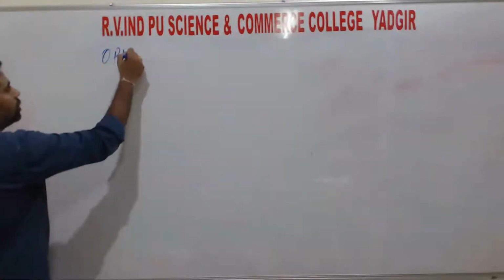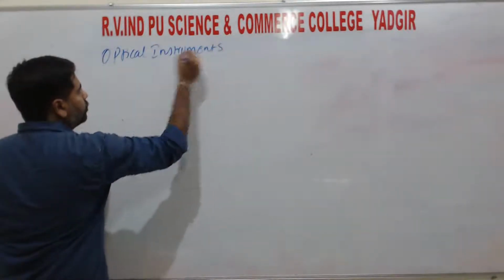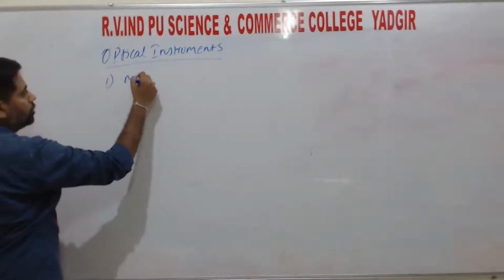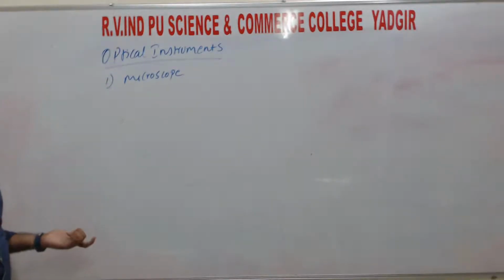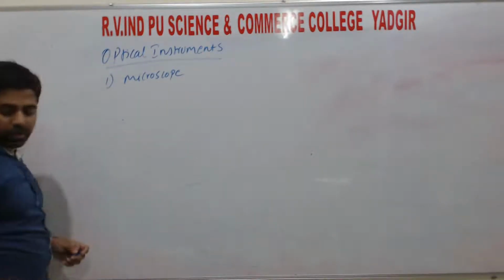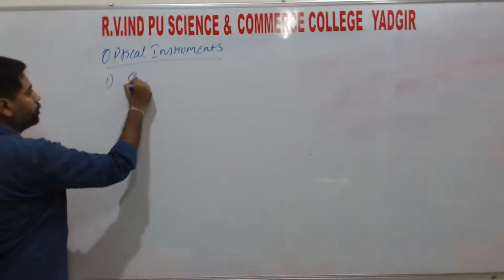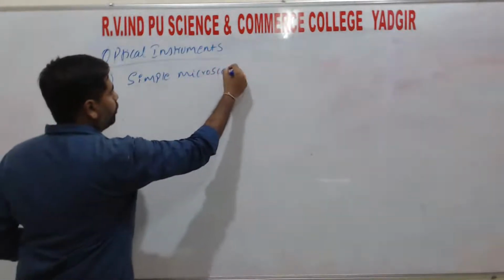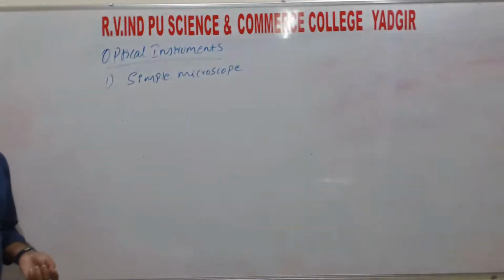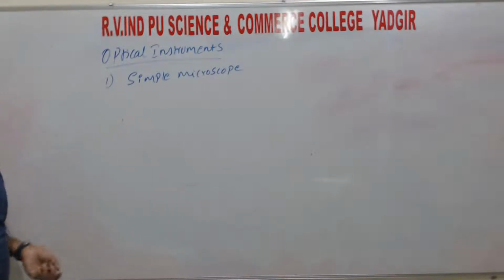Next is optical instruments. The first one is the microscope. In the microscope we have two types: simple microscope and compound microscope. So here I have written this one as simple microscope. A microscope is an instrument used to see smaller objects by forming magnified images.